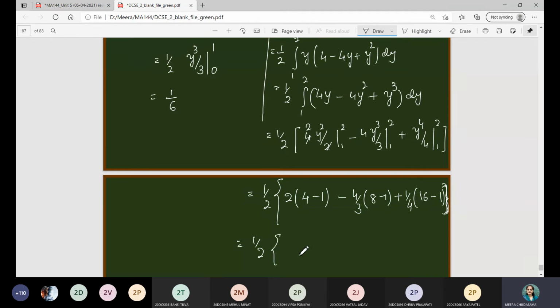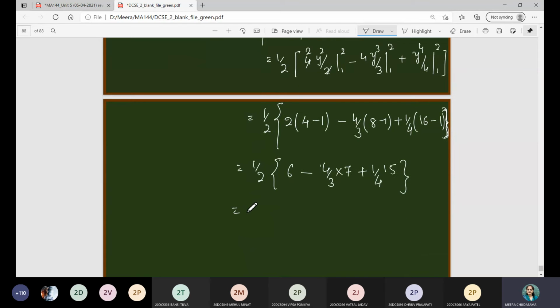So this is 1 by 2. This is 3. So 6 minus 4 by 3 into 7 plus 1 by 4 into 15. So solve this one and tell me the final answer.